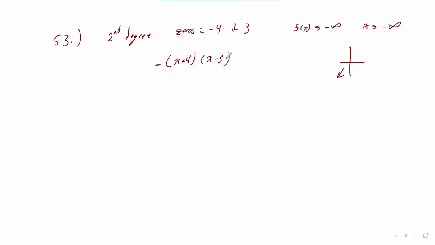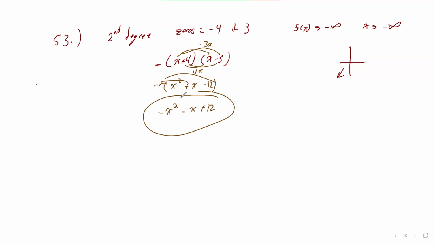Now, typically, I usually tell kids, I just leave it like this. However, your homework wants you to go further with it. So you'll do x times x, get x squared. X times -3 is -3x. And 4 times x is 4x. When you add those up, you just get x. And then 4 times -3 is -12. Now we're going to distribute that negative to all of it. So your polynomial function is -x squared minus x plus 12. So instead of you looking for the information, now it gives you the information and you produce the equation.